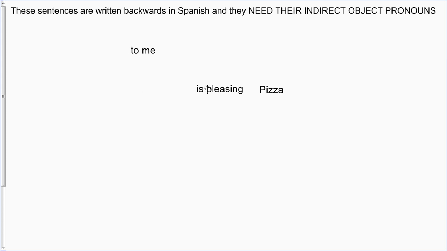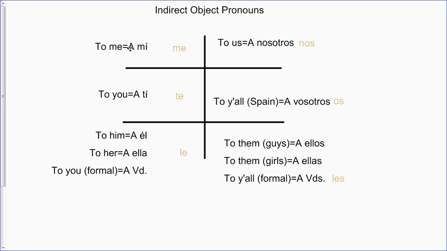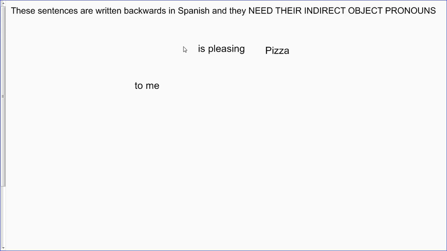So I'll slide these up. This is the order we're going to go in. And we'd start with a mí. And we need to attach our indirect object pronoun. So we said a mí goes with me. You can see that from the slide. A mí goes with me. So a mí me.